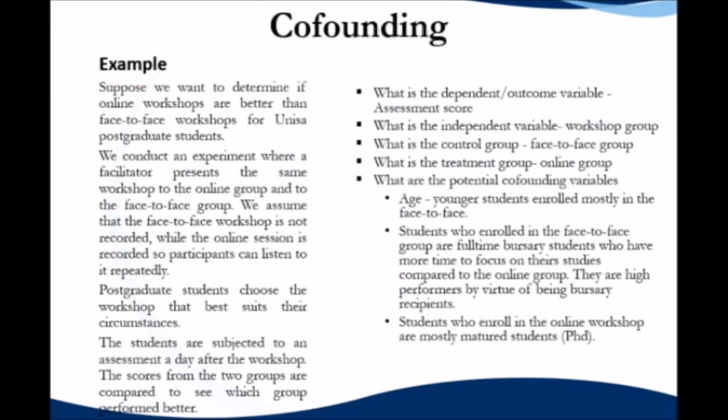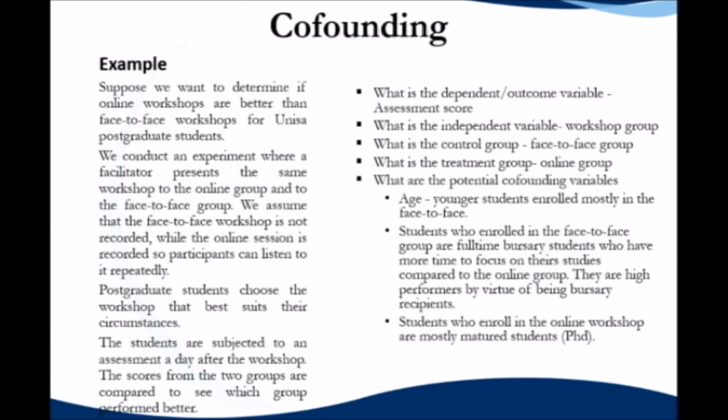I will use this example to explain this concept of confounding. So suppose you want to determine if online workshops are better than face-to-face workshops for UNISA postgraduate students. So what do you do? You do an experiment where you have some students attending face-to-face workshops, and then you have another group attending online workshops. And then you allow the students to choose which workshop they want to attend. It's a one-day workshop for both the online and the face-to-face groups, and then a day after the workshop, you subject them to an assessment.